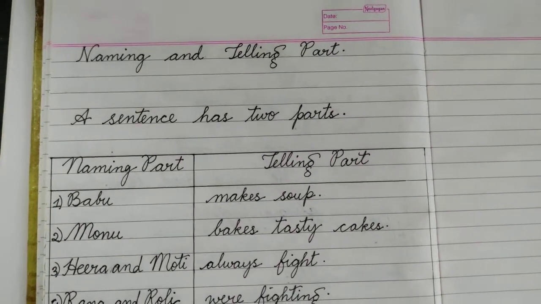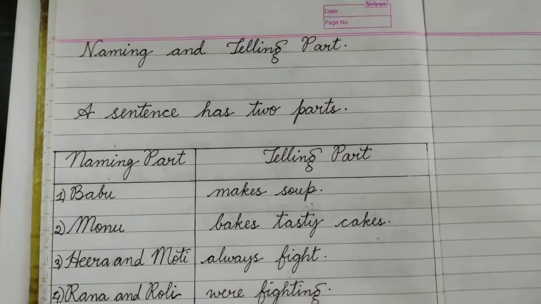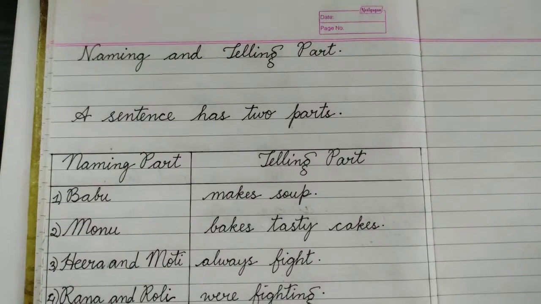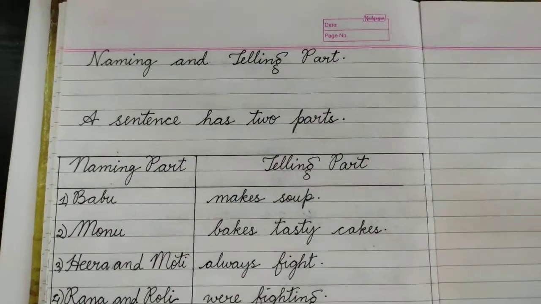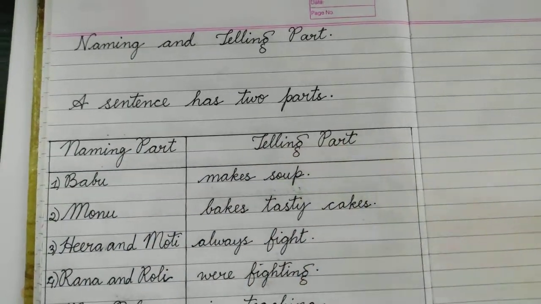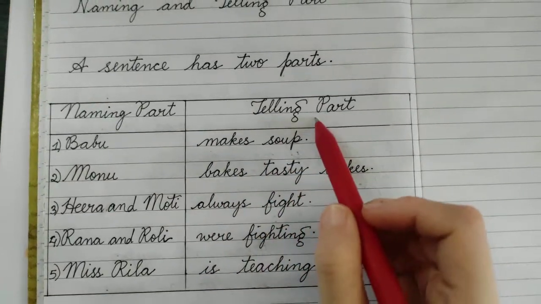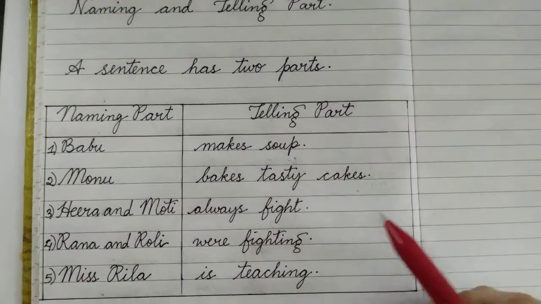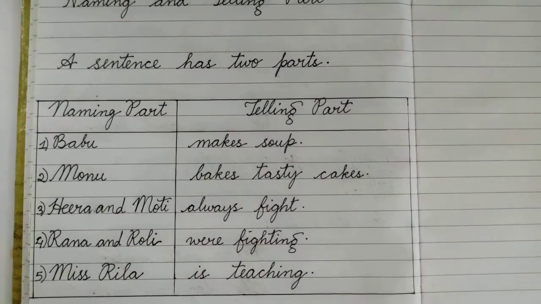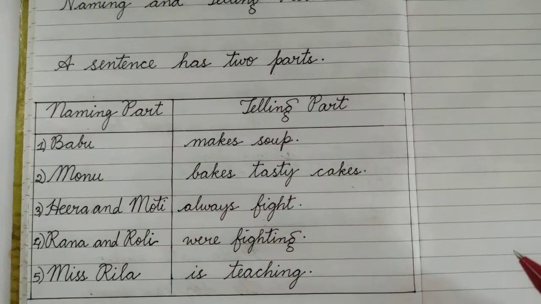So we have just done sentences in grammar class, right? Now we will move on with the parts of a sentence. A sentence has two parts, the naming part and the telling part. Why do we say the naming part? Why do we say the telling part? Let us look at these few sentences here, in order for you to understand what is the naming part and what is the telling part.